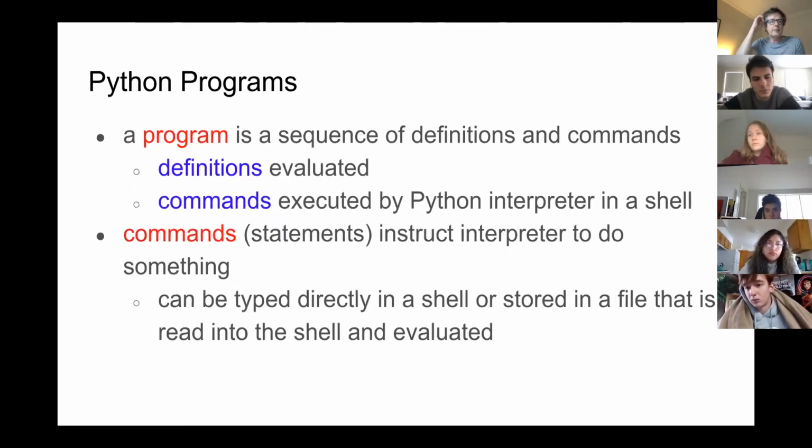Okay, so Python programs. A program is a sequence of definitions and commands. You define things and then you give commands to do things with the things that you defined. The commands instruct the Python interpreter to do certain things.